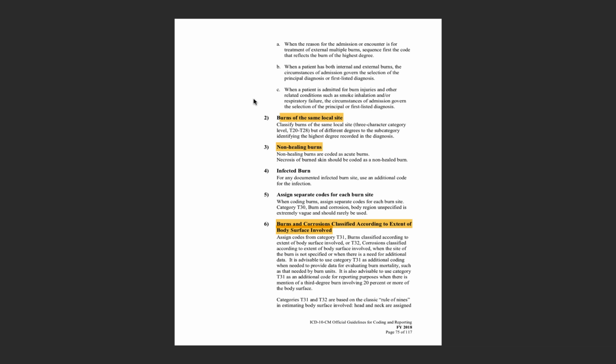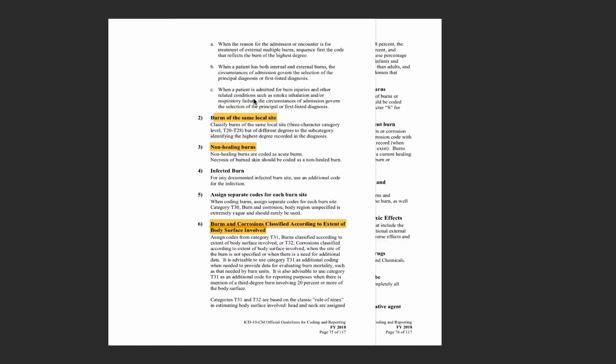It is also advisable to use category T31 as an additional code for reporting purposes when there is mention of a third-degree burn involving 20% or more of the body surface area. Category T31 and T32 are based on the basic rule of nines. In estimating body surface area, head and neck are assigned 9%, each arm 9%, each leg 18%, the anterior trunk 18%, posterior trunk 18%, and genitalia 1%.